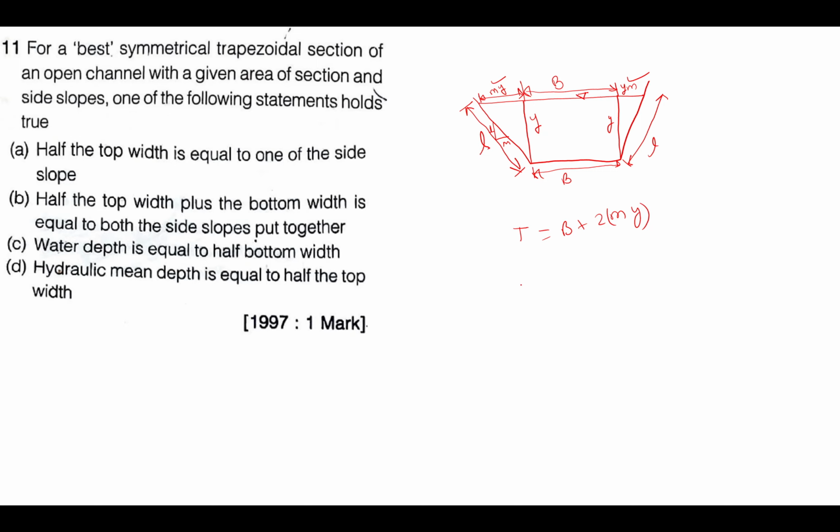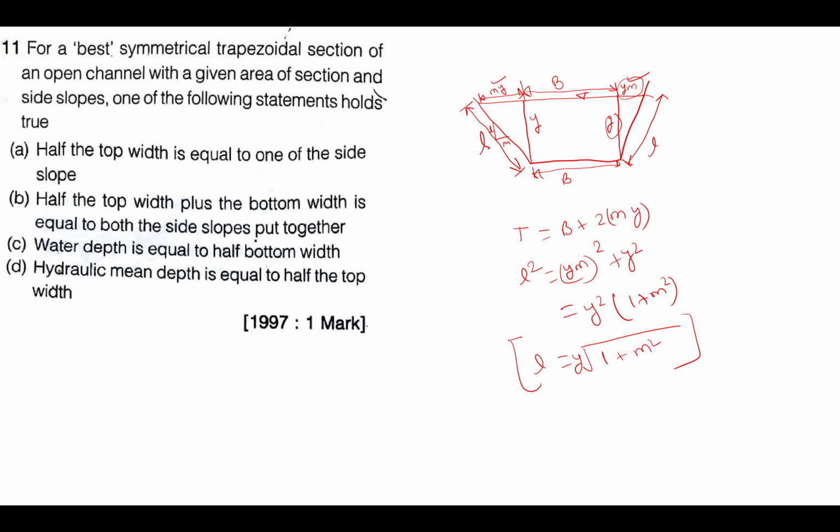And your side length is equal to what? If you want to calculate this much length, L square will be equal to Y square plus My whole square. If you take Y square common, 1 plus M square will remain. So L is equal to what? Under root, Y will be taken out of the square root, and here 1 plus M square.